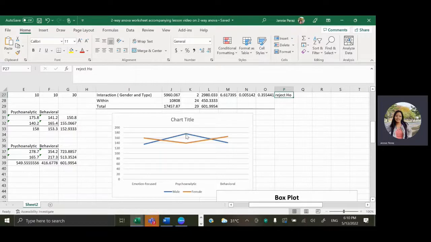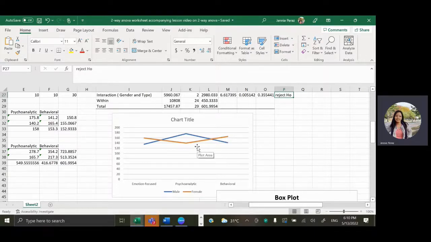So here, there would be an effect of gender on the grief scores of clients if the type of counseling used is psychoanalytic. Otherwise, gender wouldn't have an effect on grief scores if the type of counseling used is emotion focused and behavioral focused.